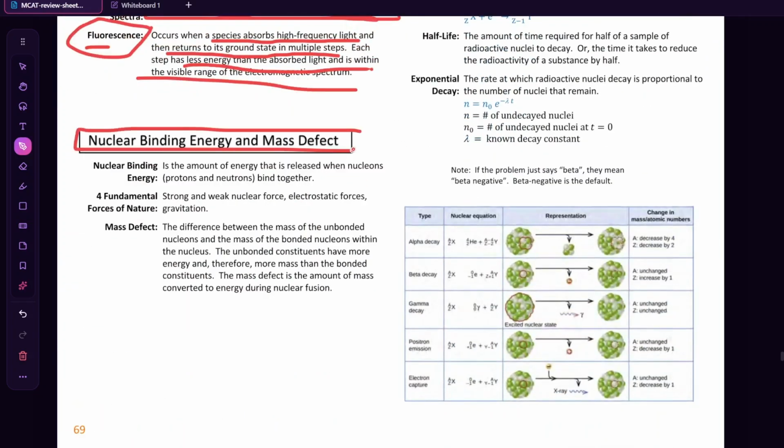All right, so the next thing we're going to go into now is nuclear binding and mass defect. Nuclear binding energy is the amount of energy that is released when nucleons, which are protons and neutrons, bind together. So remember, you have a nucleus of the atom. The nucleus holds protons and neutrons, and so they're called nucleons. Both of them combined are called nucleons. And the nuclear binding energy is the amount of energy that's released when they bind together.